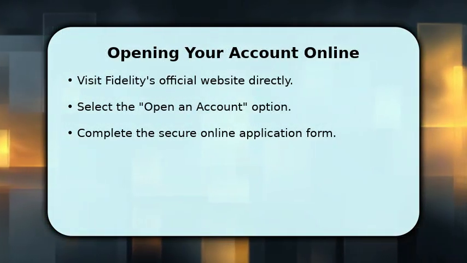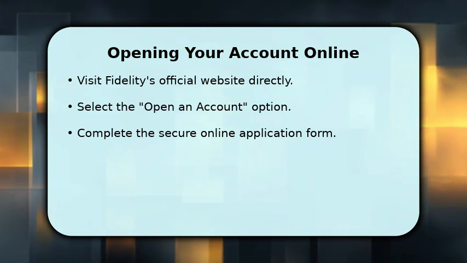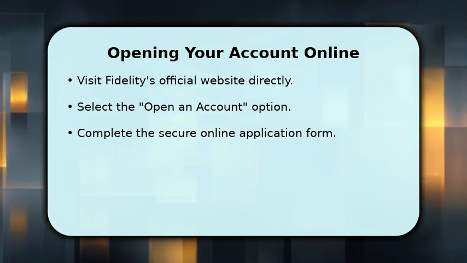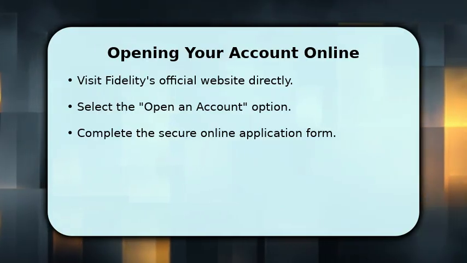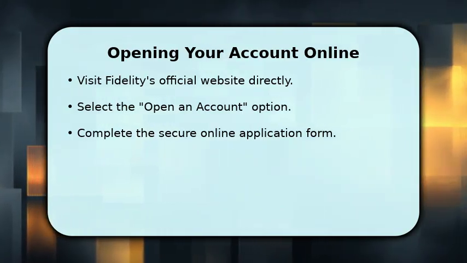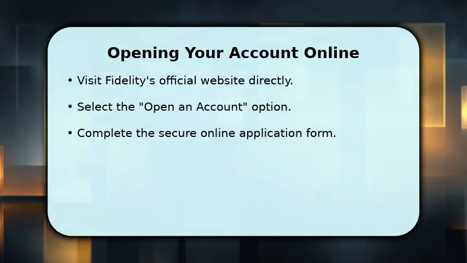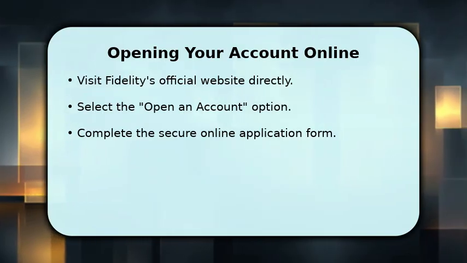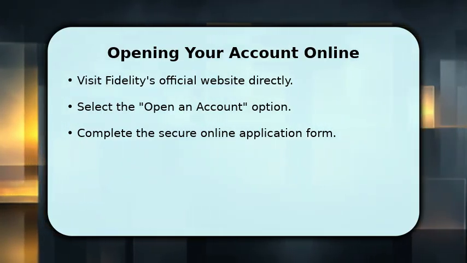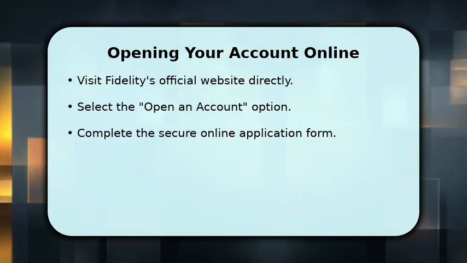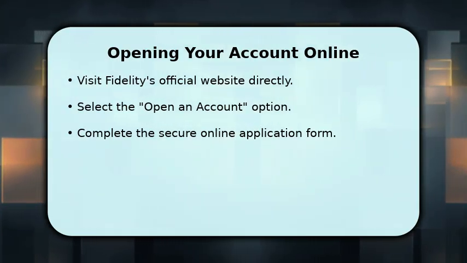To open your account, navigate to Fidelity's website and select the option to open a new account. Choose the Roth IRA from the available account types. You will then complete a secure online application, providing details such as your address, employment status, and beneficiary information. This step is straightforward and guides you through each section.